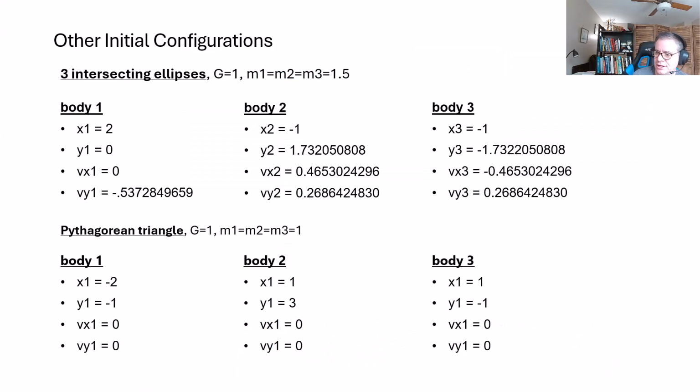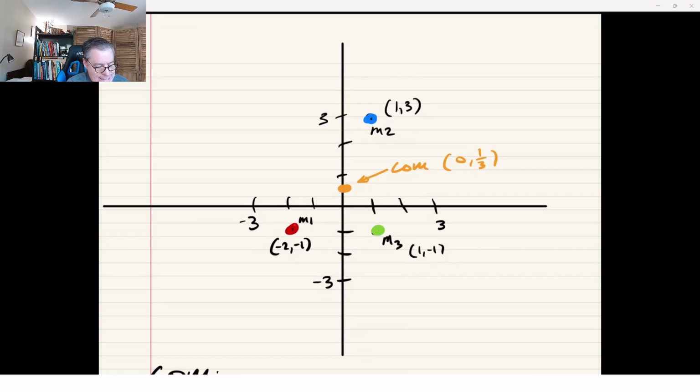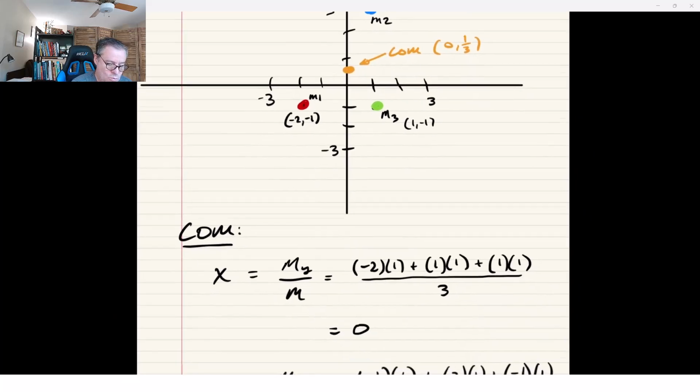Now, the initial conditions that you see here at the bottom, that I call sort of the Pythagorean triangle: I'll set the masses all back equal to 1 and put each body at the corners of a right triangle. Now I have each of the three masses at the vertices of a right triangle, so it's easy to calculate the center of mass and the total energy by hand, and then we can check that it is the same in the computer simulation.